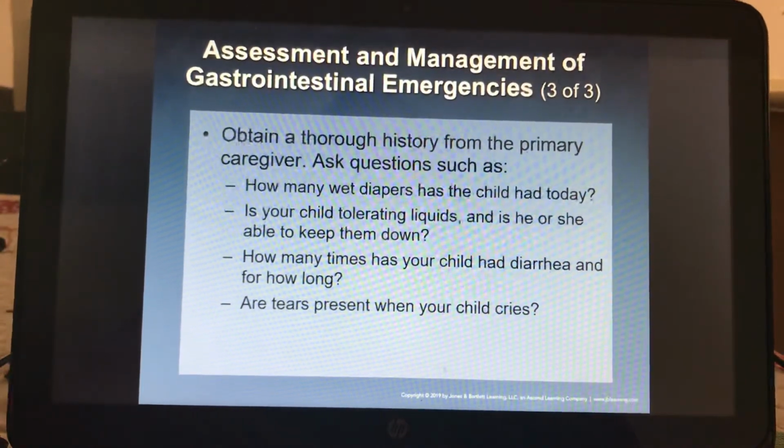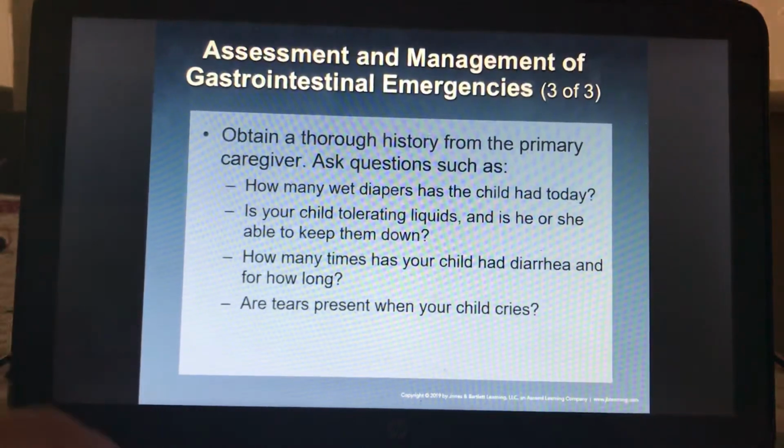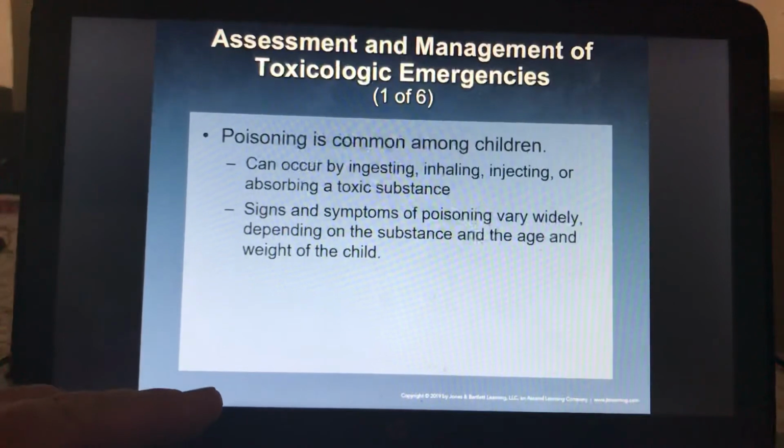Ask your good SAMPLE questions. Hydration status, wet diapers, keeping it down. I think we're kind of getting into that. We will here after this, I think.